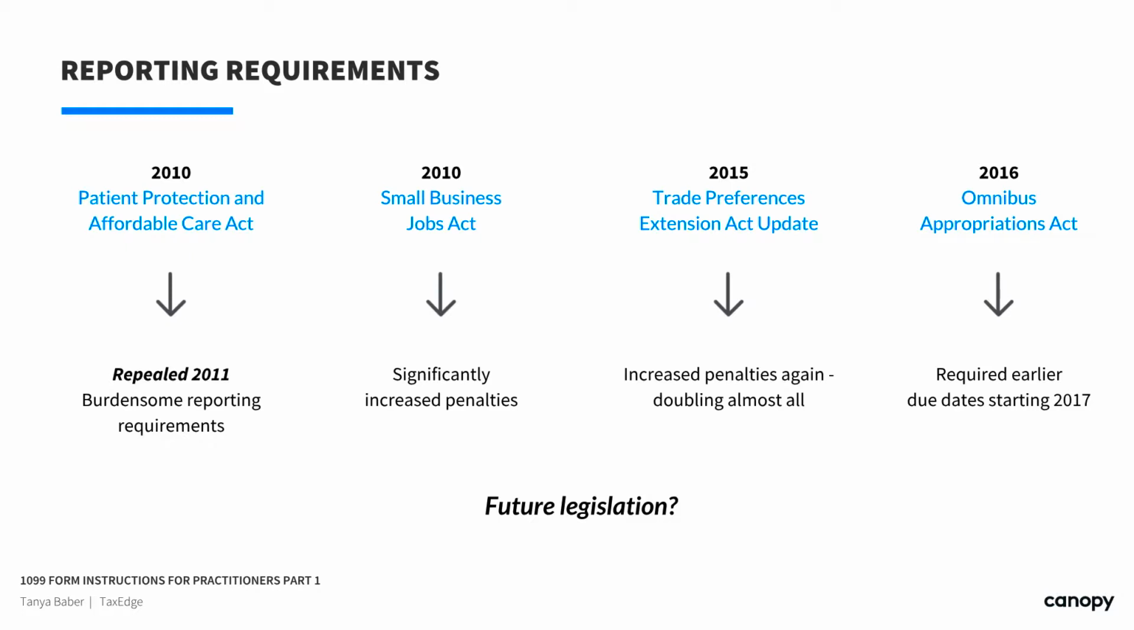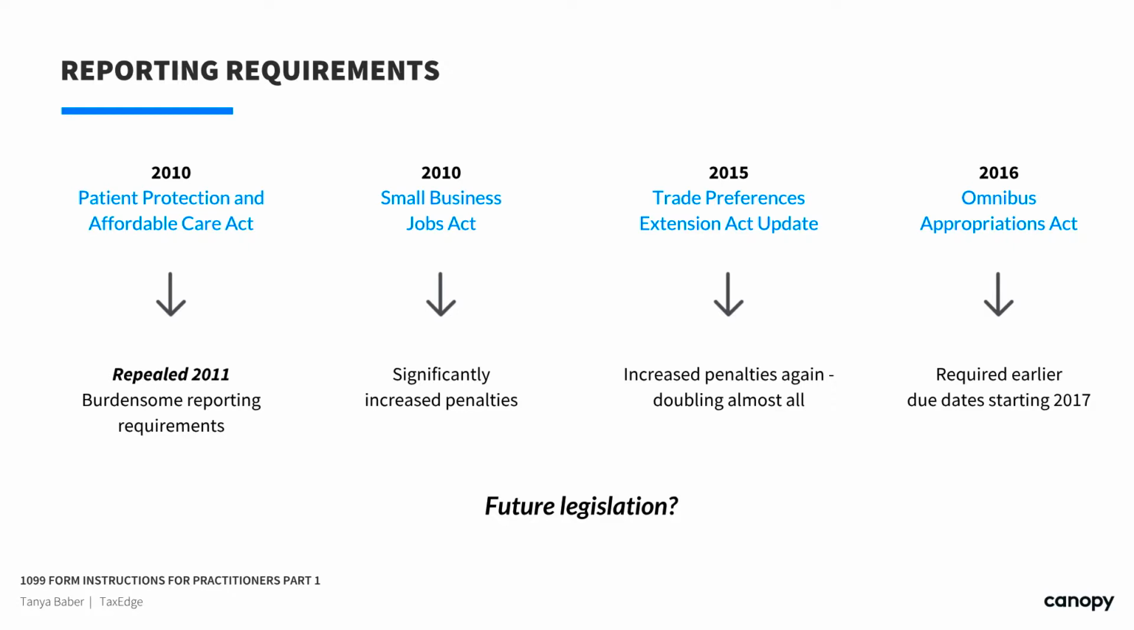The Small Business Jobs Act of 2010 started increasing the penalties. They want to keep increasing these penalties to encourage compliance. Then in 2015, we had another change that increased penalties again. It almost doubled all the penalties as they were. Then in 2016, the Appropriations Act started requiring earlier due dates. Starting in 2017, where we used to have a little more time to report, they said no more. We want all these forms by January 31st. So it did change a lot of that. The bottom line is that the trend continues, and the only thing that feels constant is change.